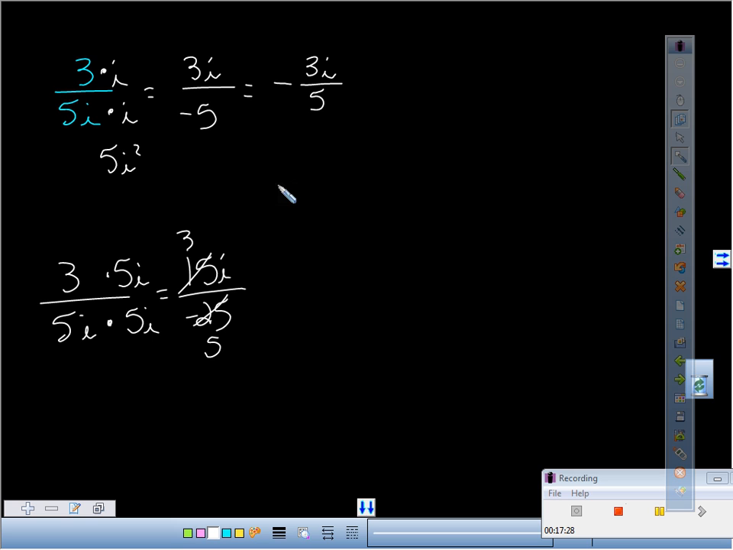I want to know, can I write it? Negative 3i over 5. Can I write it like that? Negative 3i over 5. Can I do this? Yeah, it's on the denominator. Could I do this? Yeah. That's perfectly fine. Is that okay?